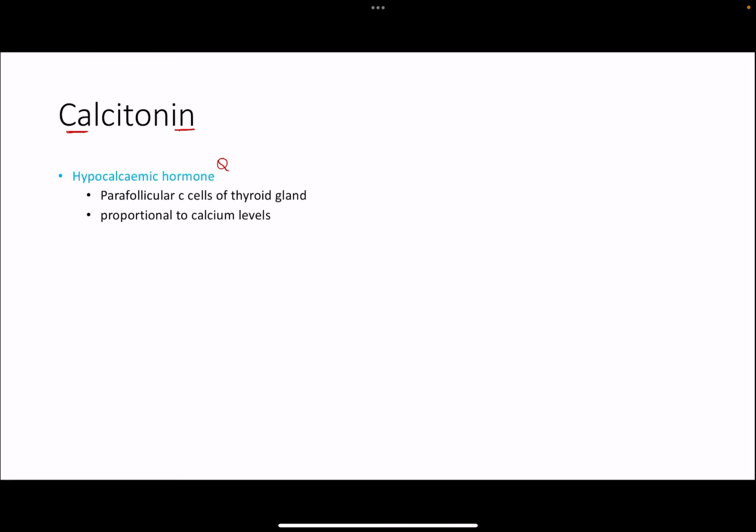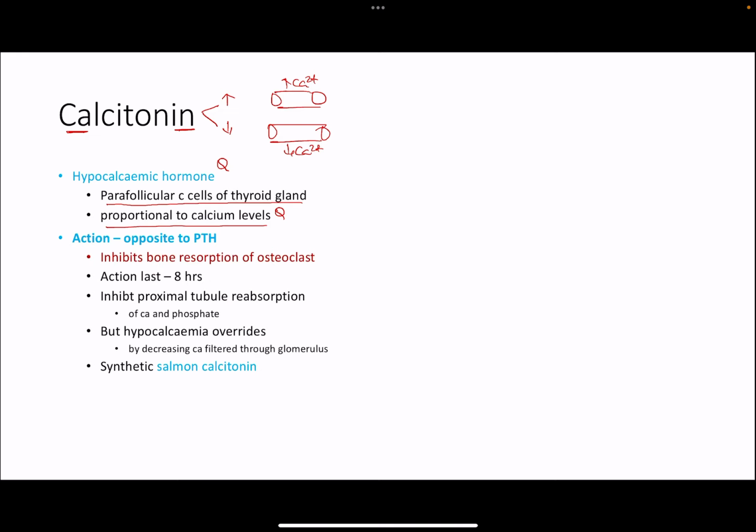It is present mainly on the parafollicular cells of the thyroid gland, and its levels are proportional to the calcium levels. That means the calcitonin level will increase if there is an increase in the blood calcium levels, and calcitonin levels will decrease if there is a decrease in the blood calcium levels. So basically its concentration is proportional to the calcium levels. Very important. And what is the action or mechanism of action produced by calcitonin?